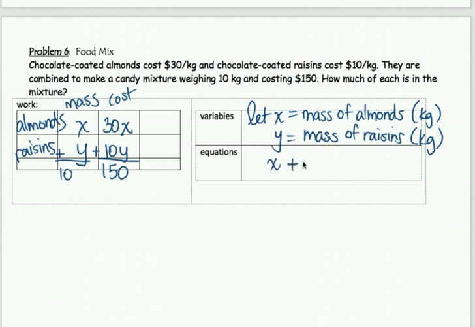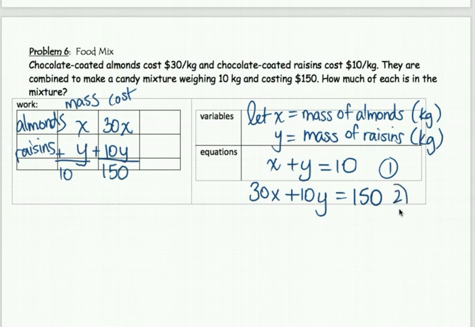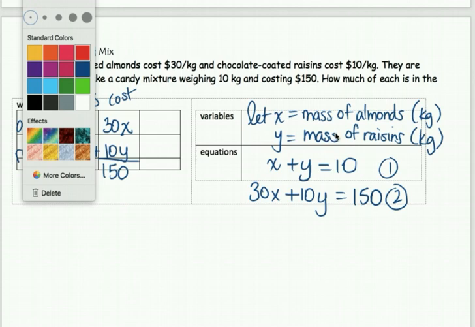All right, so here are our two equations. Our goal is to find what mass of each of those almonds and raisins we bought to make this mixture. That's 10 kilograms, and it cost us $150. So I'm going to carry on with the elimination method, okay? It's up to you what method you want to use, but it should come out to the same answer still. I'm going to start from here as well.